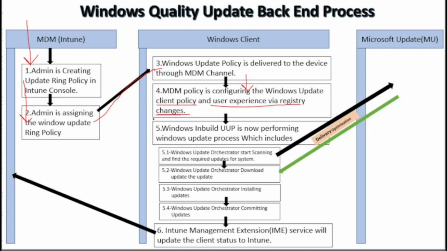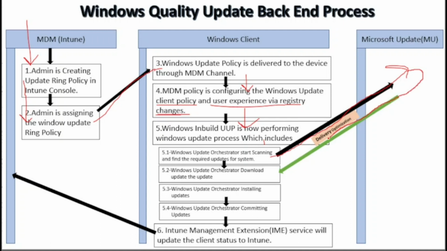In case of Windows quality update, Intune's job is just to configure the Windows Update client registries as per our requirement. Now after that, Windows inbuilt UUP, which is also known as Unified Update Platform, is performing the Windows update process for further installation. So during this process, Windows Update Orchestrator starts scanning and finds the required update for the system. For that, the update client is going to scan against the Microsoft update.